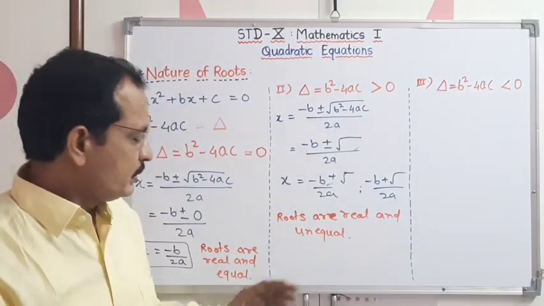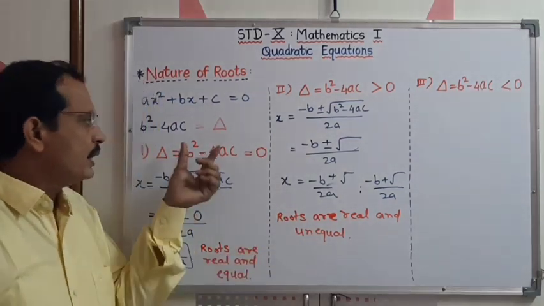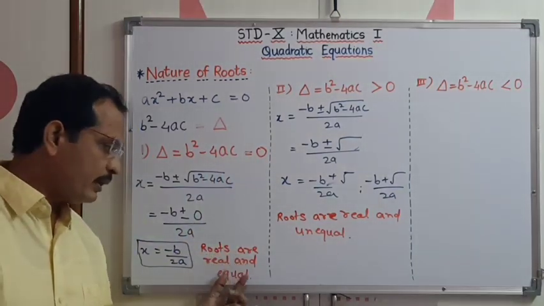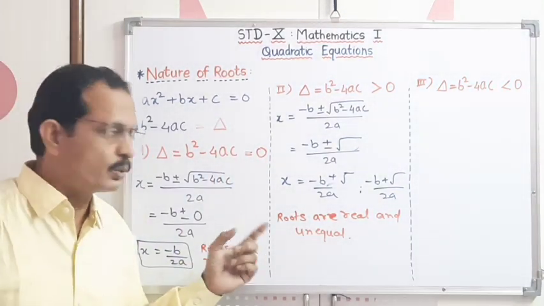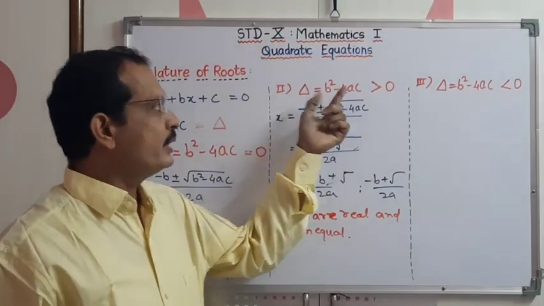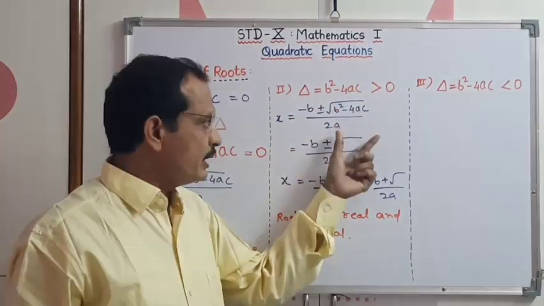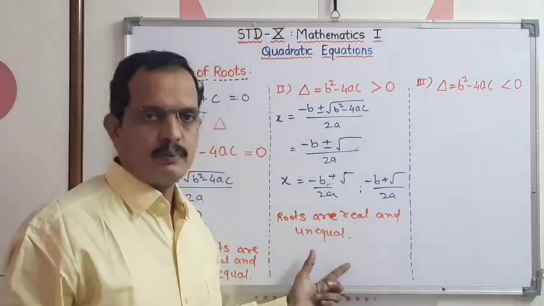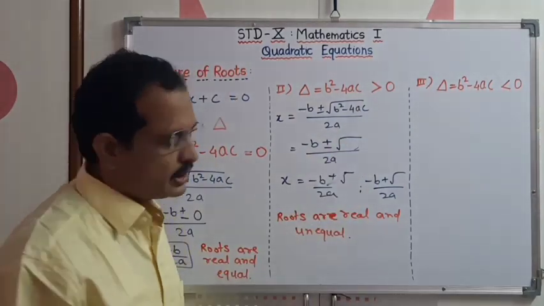I think all of you understood this. If delta is equal to 0, we get roots that are real and equal, that means one root. If delta is greater than 0, then there is a value and therefore the roots are real and unequal. Then the third condition is given.